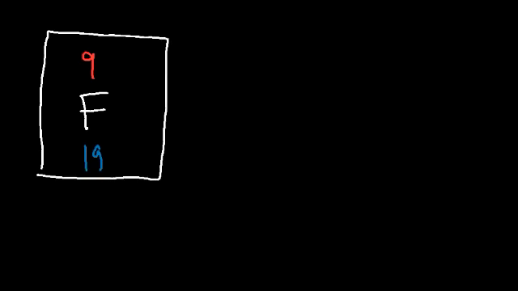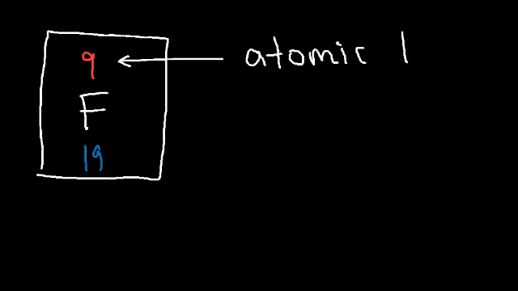In the periodic table, there's two numbers that are important that you should know. So let's look at the symbol for fluorine, which is F. You'll see that there's two numbers: a number 9 on top and 19 below the element symbol. The smaller of the two numbers represents the atomic number, and the larger number is the average atomic mass. You could simply say atomic mass.